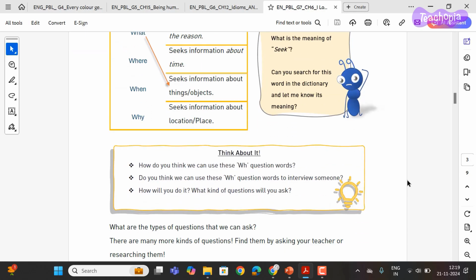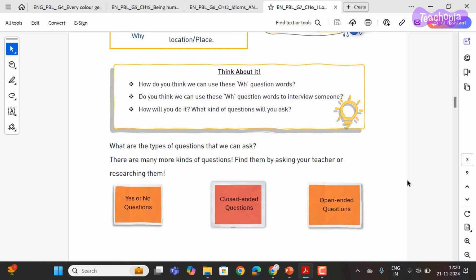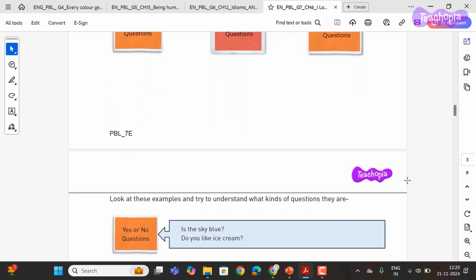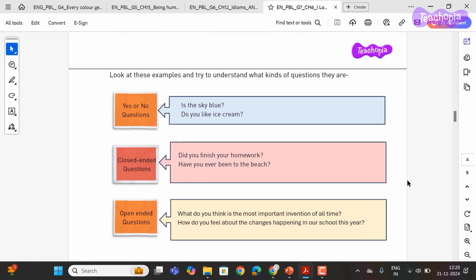Some reflective questions included are: how do you think we can use these WH question words? Do you think we can use these WH question words to interview someone? How will you do it? What kind of questions will you ask? Then it goes into introducing yes or no questions, close-ended questions, and open-ended questions. Using examples for the three different types of questions, it aims at explaining it further.